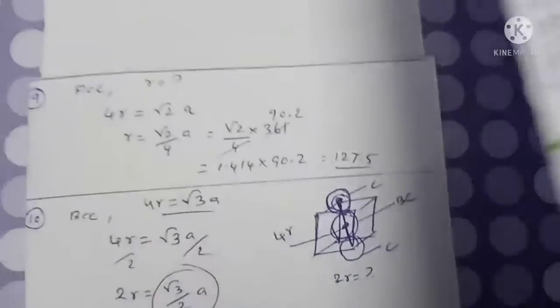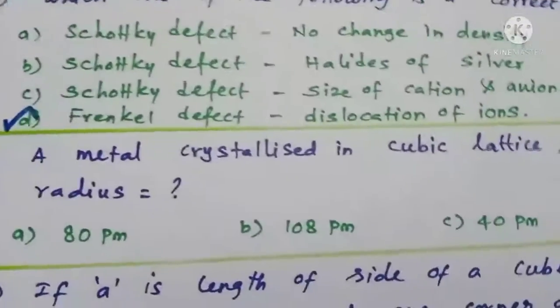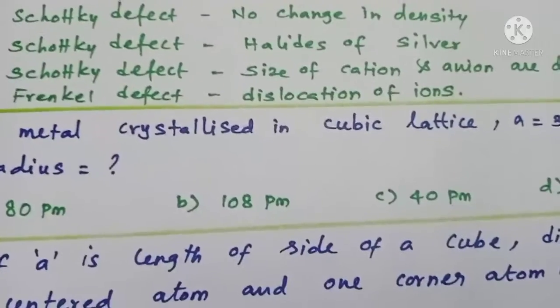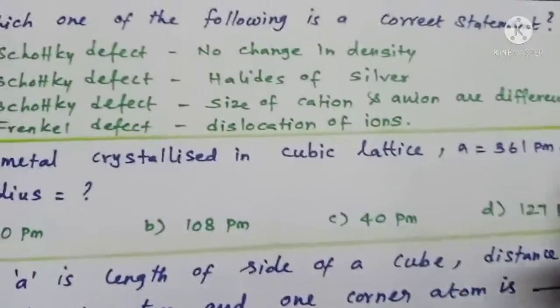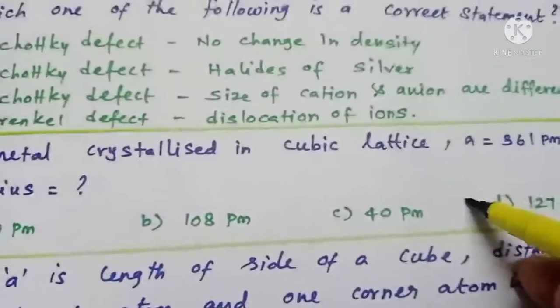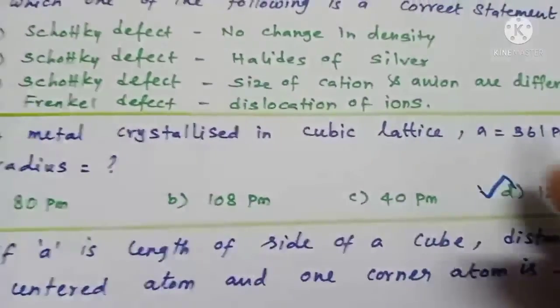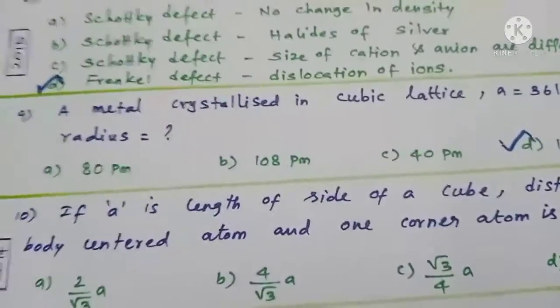So the answer is 127.5. Look at the options: 80, 108, 40, 127. So option D is the right one. Option D is the right one. Okay, right. Now let us go for question number 10.